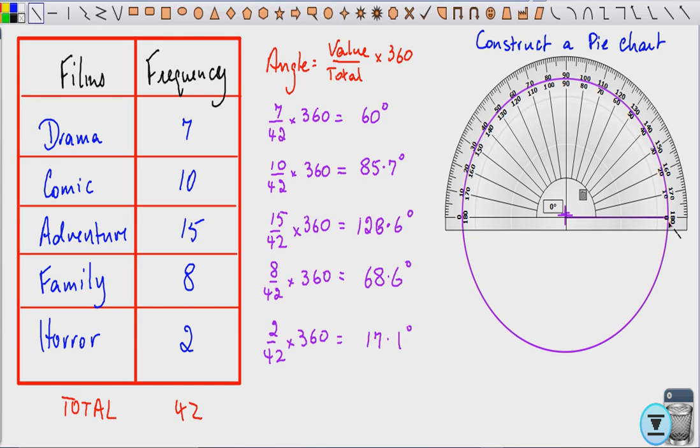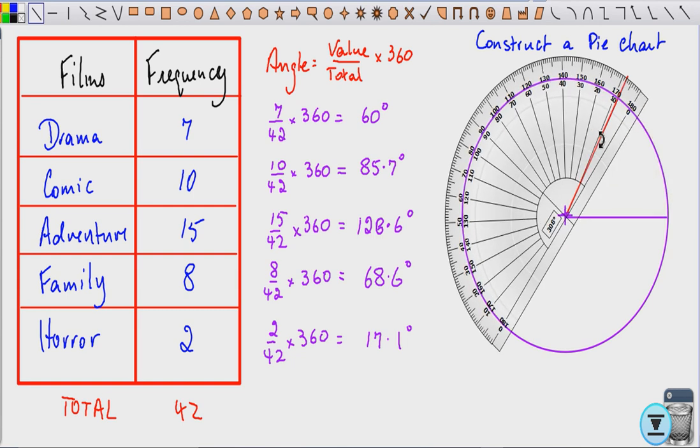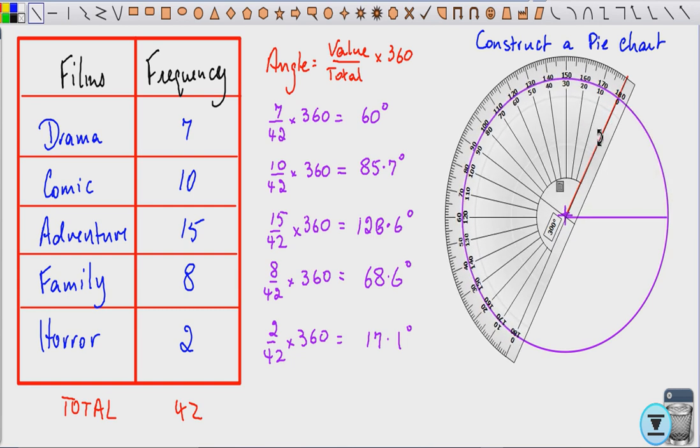So I'm going to start from 0. This is my 0, okay, here. So I have 60 degrees, the first angle. This is 60. Okay, that was 60 degrees, my first one. Then I had an angle of 85.7. So my 0 now comes on the red line, and I find 85.7, which is 86 degrees, rounded up to the nearest whole number. Okay, so that is 86.